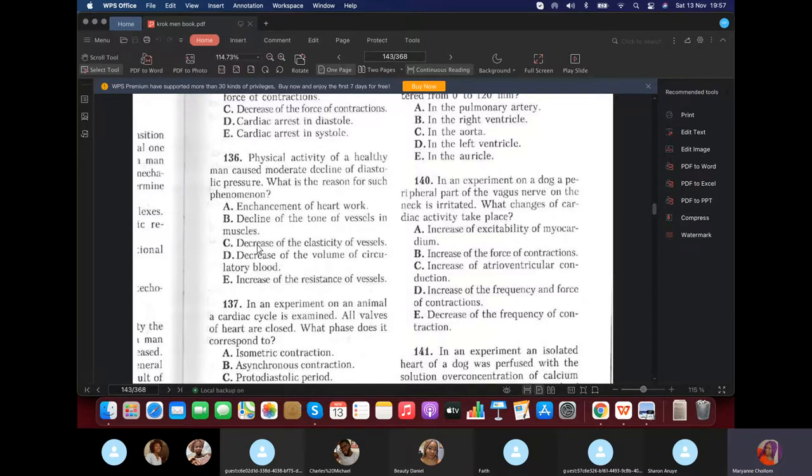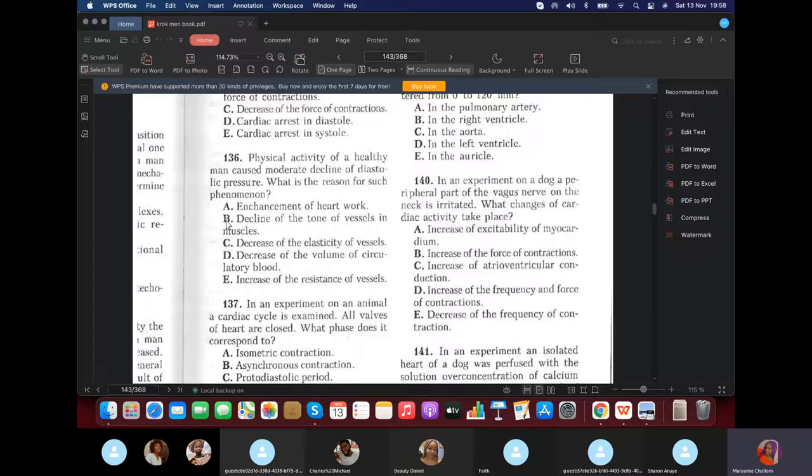Why is it a decline in the tone of vessel in the muscle? Always look at your question well. They talk about physical activity, so something is going on in the muscle. What I forgot to mention, which we'll do in biochemistry, is that when someone is performing physical activity, there's an increase in the acidity of the blood. This lactic acid will act on the vessel to dilate it. But it's just moderate, it's not that much.